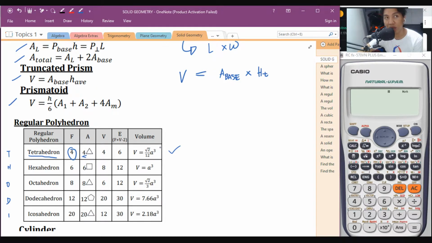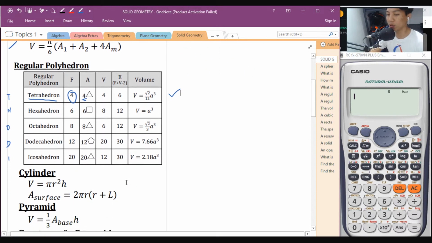How about an icosahedron? An icosahedron will be 20 faces, which has a face ng triangle. So, 20 times nung triangle, area of the triangle. The vertices will be 12 and the edges will be 30. How about the volume? That is 2.18 A cube.